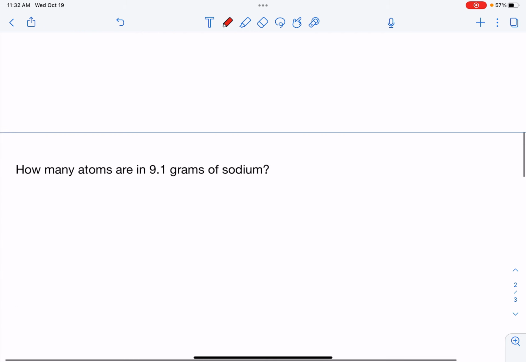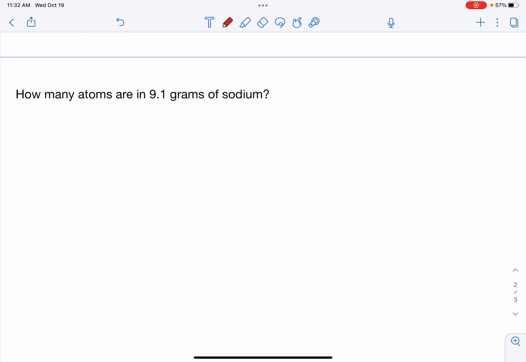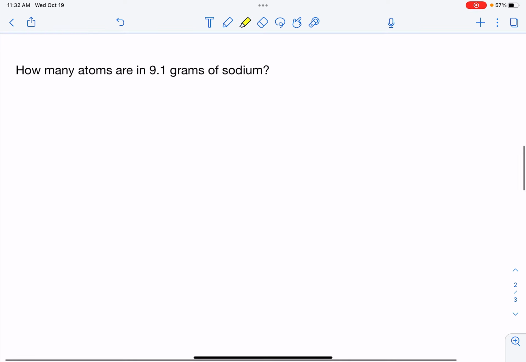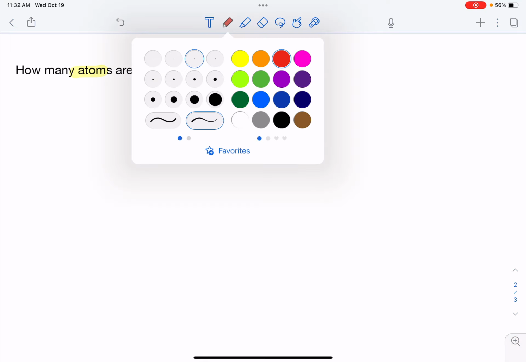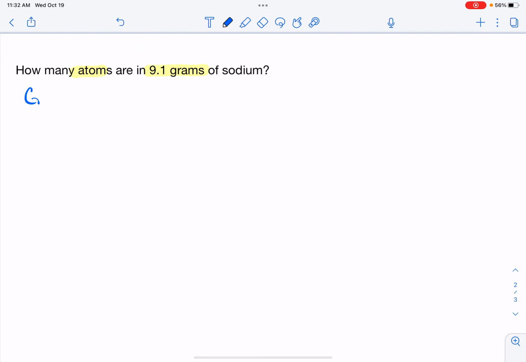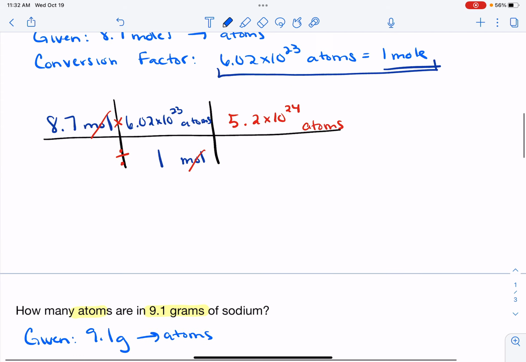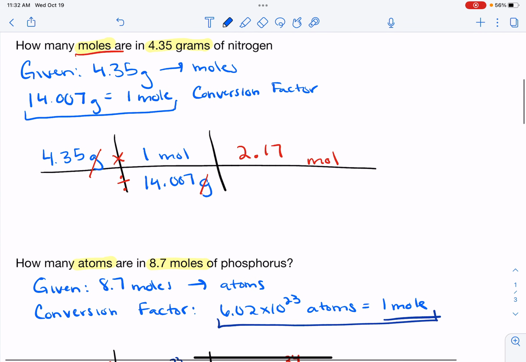All right, now let's look at this problem. Now this is the hardest one because this is a two-step problem. Here we have how many atoms are in 9.1 grams of sodium. So again, I'm going to write down my given value, which is that 9.1 grams. And I'm trying to go to atoms. So we notice this is different from that first problem that was trying to go to moles.